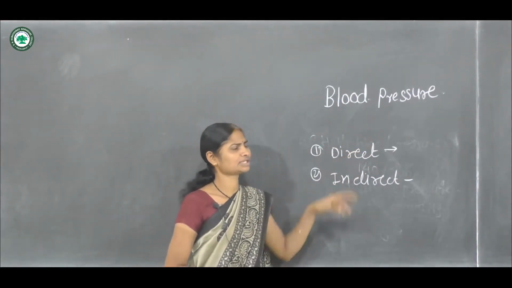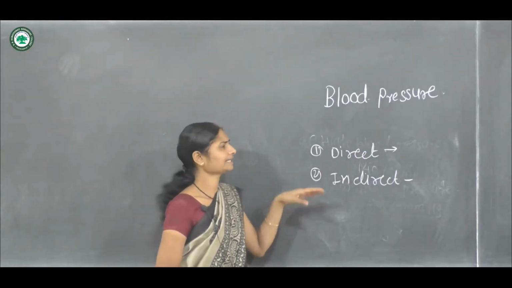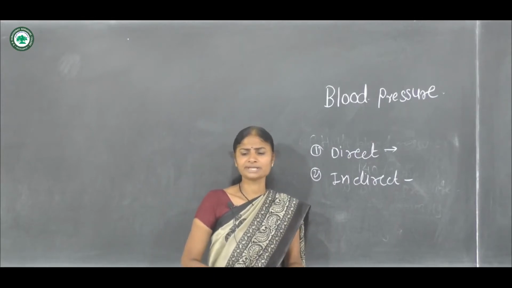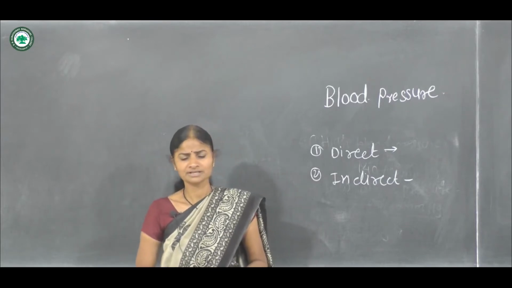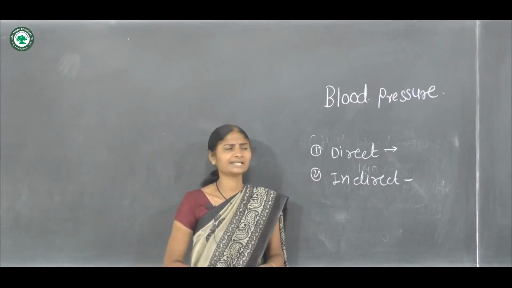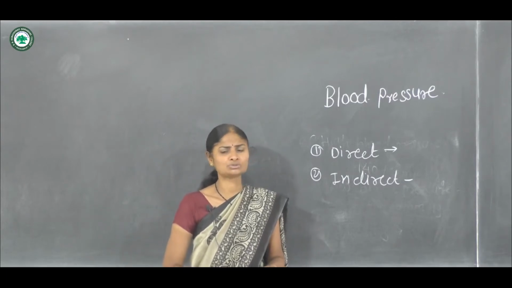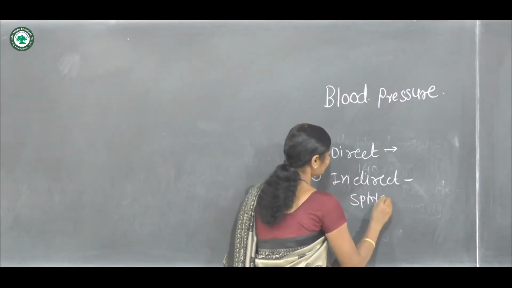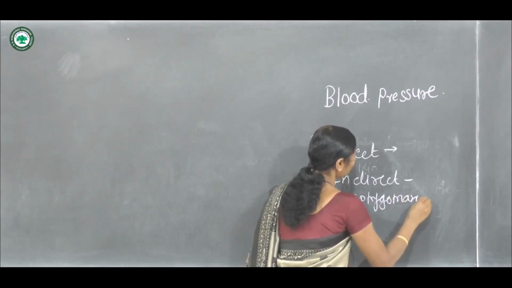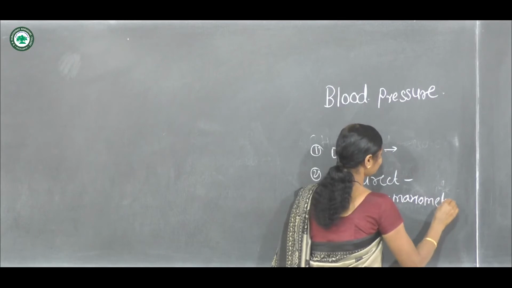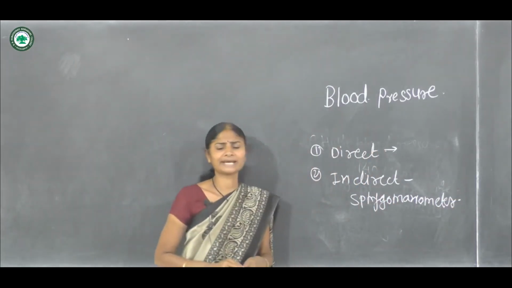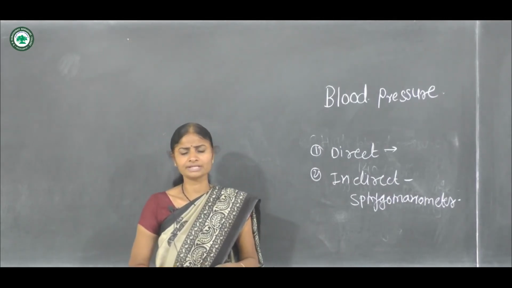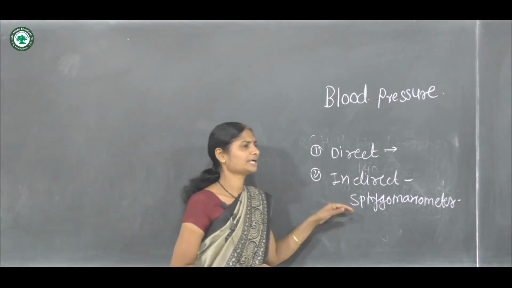In the direct method, a surgical operation is required, but in the indirect method a surgical operation is not needed, and the pressure is measured without any surgical procedure. In this method, the pressure of the brachial artery is measured using an instrument called a sphygmomanometer. This sphygmomanometer is applied to the brachial artery, and it is the clinical instrument used for the measurement of blood pressure.